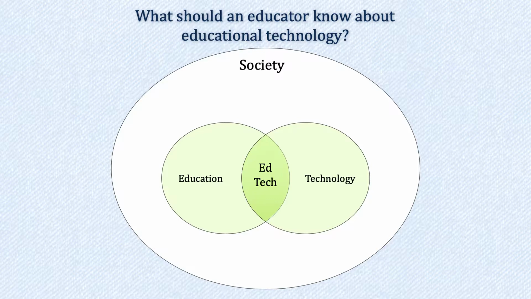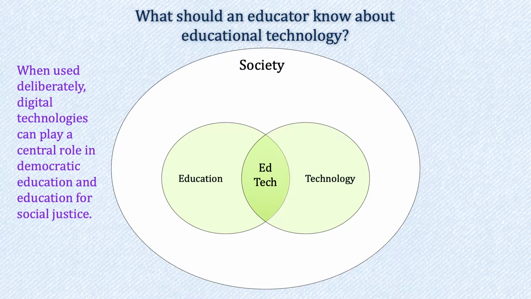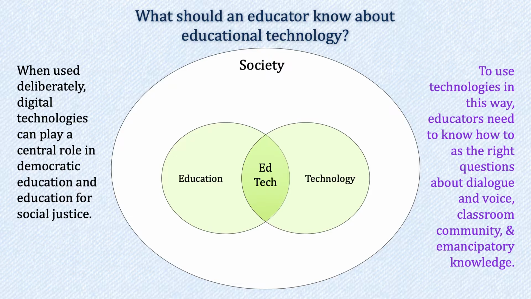So to end, we have to come back to our central question of, what should an educator know about educational technology? Well, our answer to this is that an educator should know that when used deliberately, digital technologies can play a central role in democratic education and education for social justice. However, in order to use technologies in that way, educators need to know how to ask the right critical questions. Questions about dialogue and voice, classroom community, and critical emancipatory knowledge.